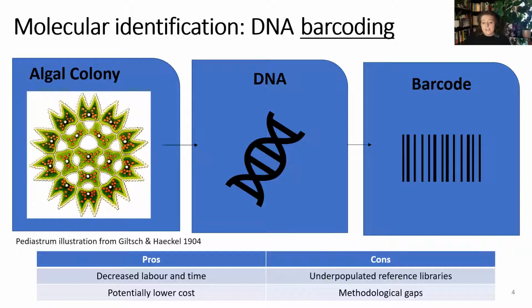However, this method does have some drawbacks. First, it relies on well-populated molecular reference libraries, such as NCBI's GenBank, to match the DNA barcodes against. In the specific case of microalgae, these reference libraries are quite underdeveloped. Secondly, several methodological gaps exist in the DNA barcoding of microalgae, such as the lack of optimized reaction conditions and the lack of standardization in the analytical process for DNA barcode data. These gaps must be addressed before this methodology can be effectively implemented in the identification of microalgae.